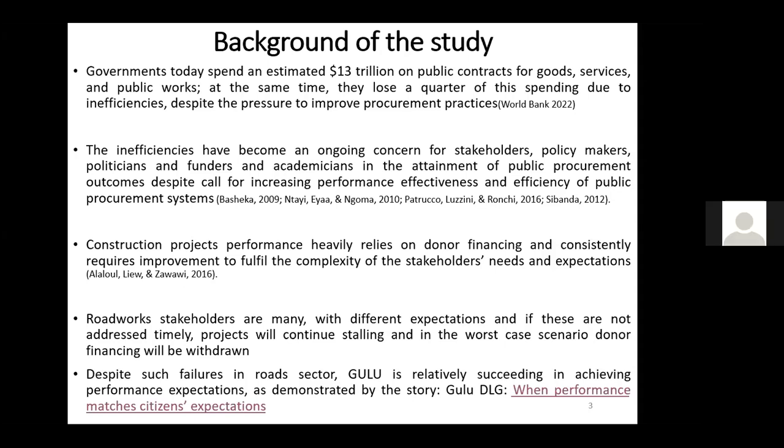Despite such failures in the roadwork sector, Gulu district has relatively succeeded in achieving performance expectations in the health and education sectors, as the case portrays. Gulu district emerged as the best performing district according to the local government council scorecard report, which was published on December 14th, 2017, and it scored 82% in the water, education, and health sector, and it emerged 5th overall for a 5-year consecutive period.